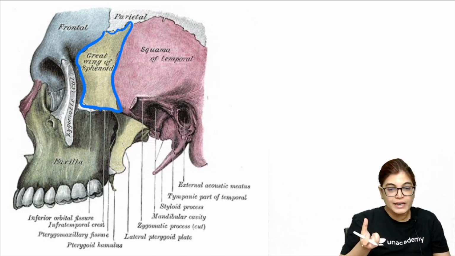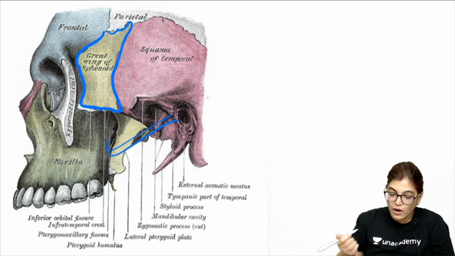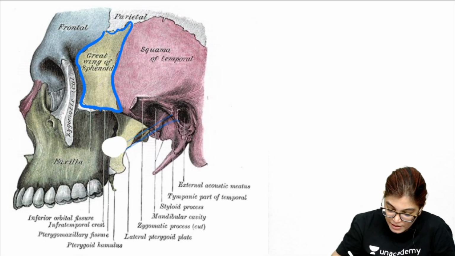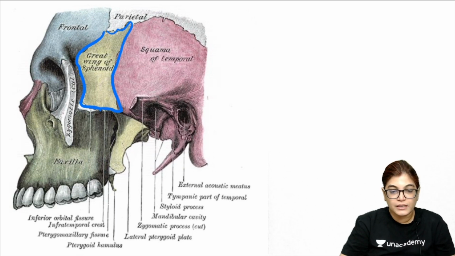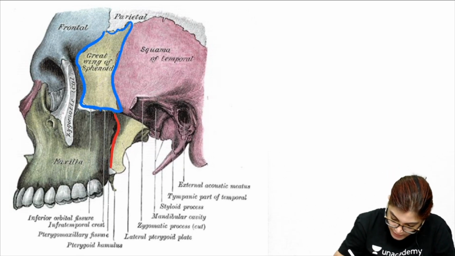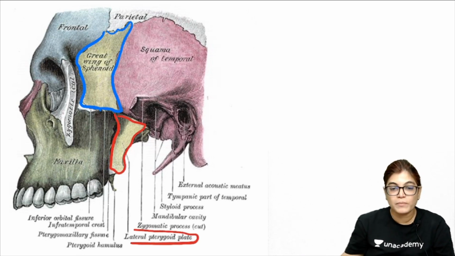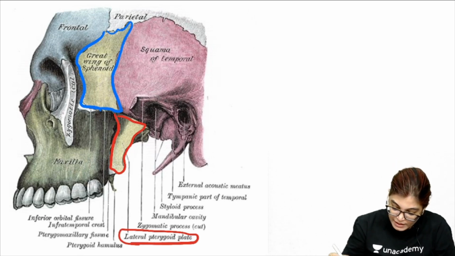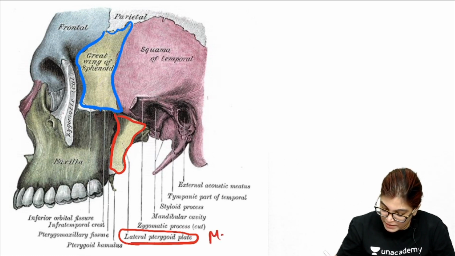If we talk about the floor, it is open. As you can see, this whole area which I am calling the infratemporal fossa is open lower down, so you can say the base is open. Now moving to its medial wall. Can you see this lateral pterygoid plate? The lateral surface of the lateral pterygoid plate is forming its medial wall. This is forming the medial wall.